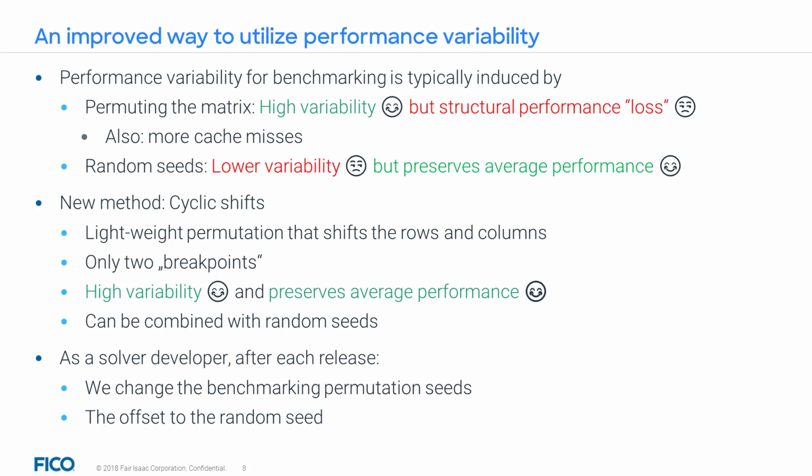If you continuously work on a project, always benchmarking on the same problems, there is of course the risk of overtuning. Again, performance variability can help to reduce this effect. It is advisable that you change the set of permutations as well as the random seed at a frequent level.